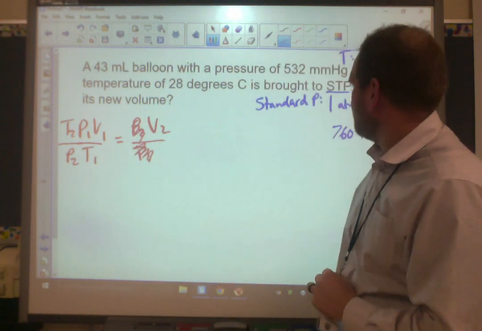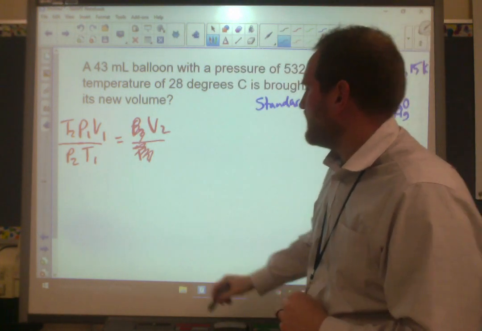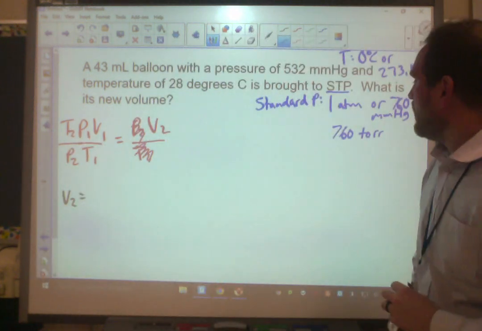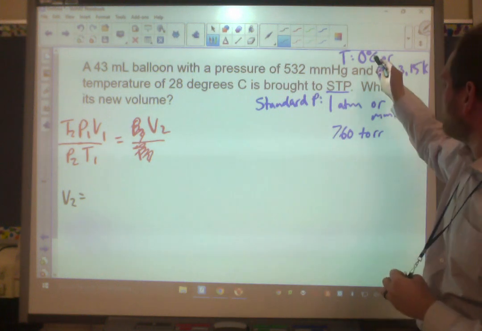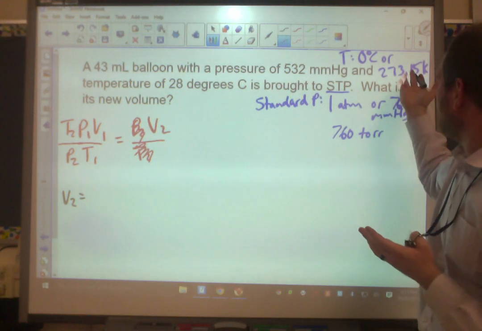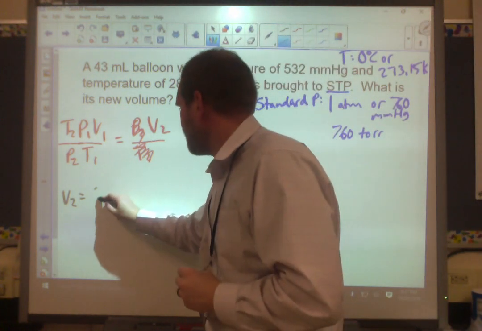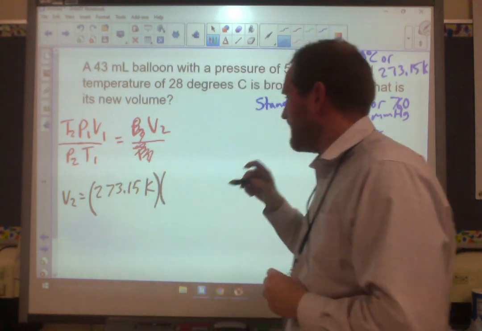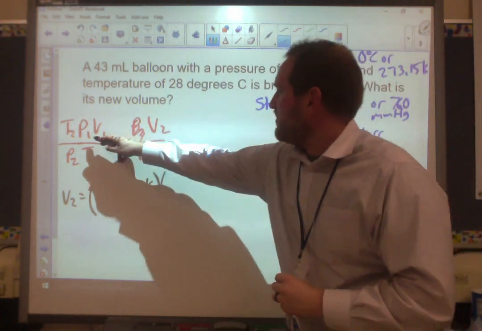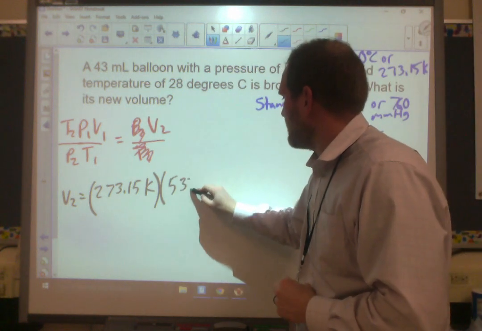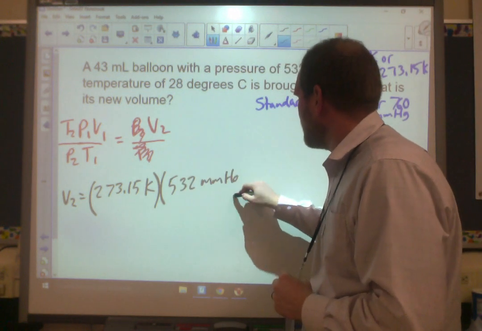And now we plug in. So V2 equals T2, the new temperature. Well, new temperature is going to be standard temperature, which is either 0 Celsius or 273.15. What's it going to be? Obviously 273.15 Kelvin. Always use Kelvin in the combined gas law. P1 is the starting pressure. So the starting pressure is 532 mmHg.